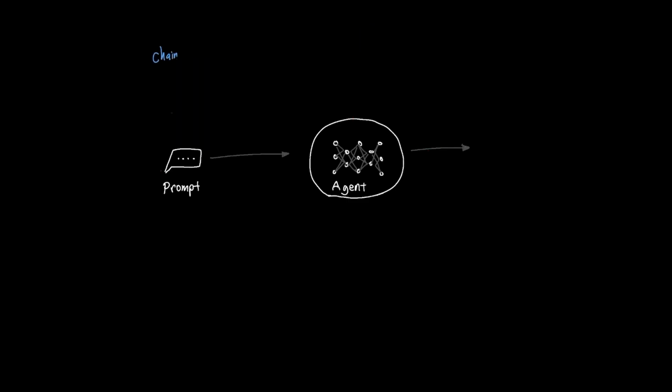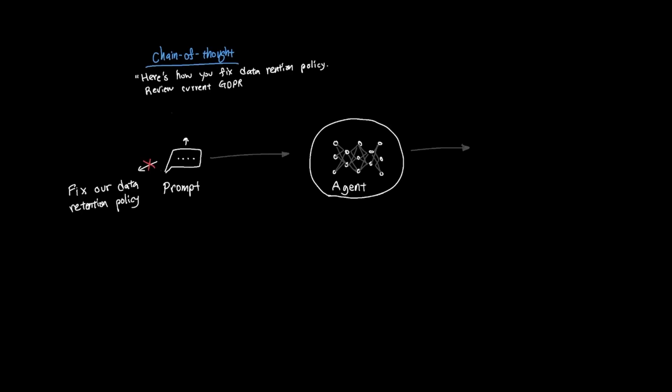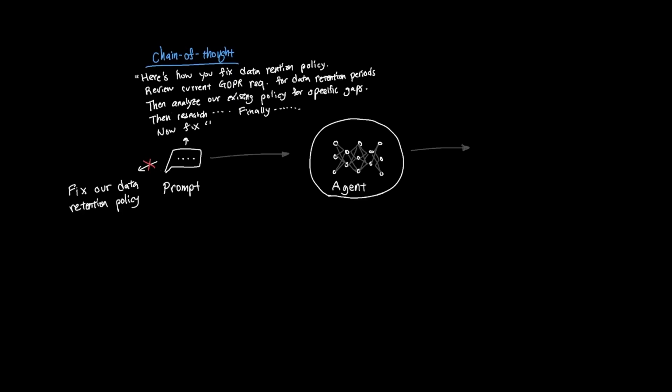And finally, chain of thought prompting is a style of prompting where you provide the model with a trail of steps to think through how to solve specific problems. For example, instead of prompting the AI agent with "fix our data retention policy," you might instead use chain of thought prompting to say, "Here's how you fix data retention policy. Review current GDPR requirements for data retention periods, then analyze our existing policy for specific gaps, then research industry best practices for similar companies, and finally, draft specific recommendations with implementation steps. Now, fix our customer policy."